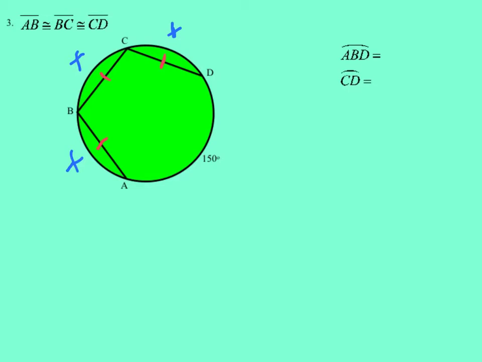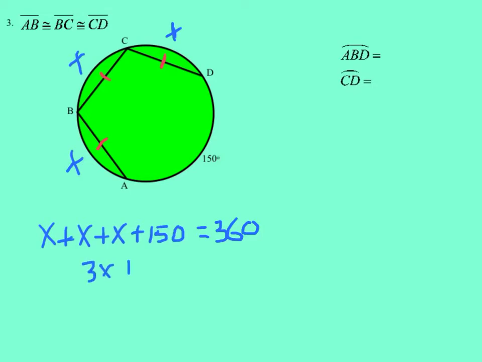Now we just have to add them up, right? X plus X plus X plus 150. Follow me around there. I'm adding up this arc plus this arc plus this arc plus this 150, and I end up back at A again. What would that equal if we go all the way around a circle? 360 degrees. So I add up the 3 x's, and I get 3x plus 150 equals 360.